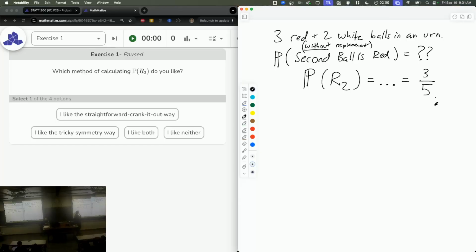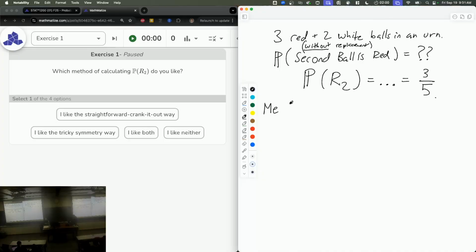Which is kind of like, there's 3 red balls, or there's 5 balls total, and it's 3/5. So it's maybe not surprising. But the thing that makes it annoying is that it's the second ball. And we saw that the second ball depended on the first ball. So that's quite annoying. And so when you go to work this out, there's sort of 2 different ways you can do it. You can kind of do it the straightforward way. That's going to be method 1.